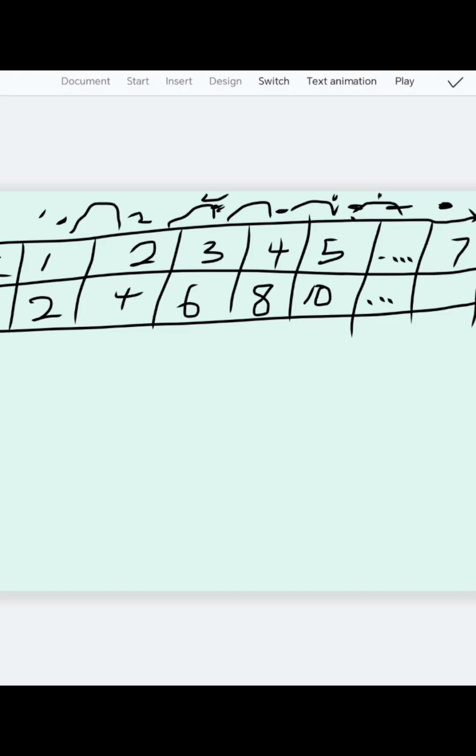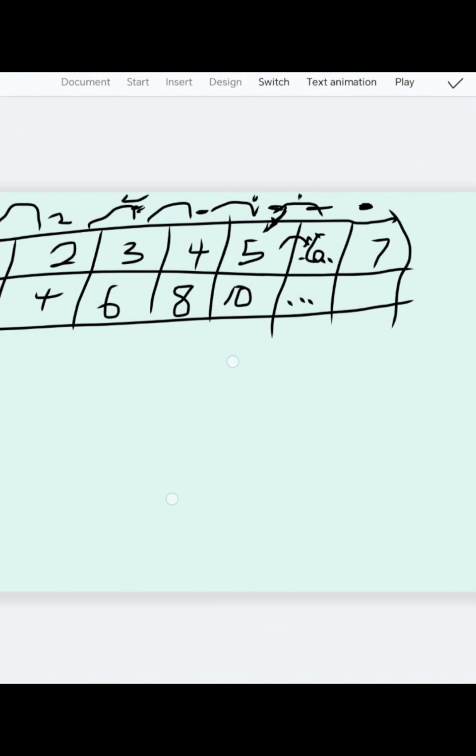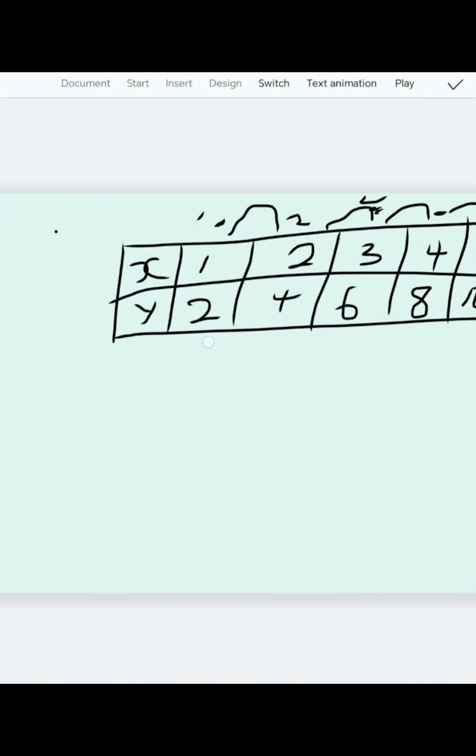So what must I do to get this value up here? It means that I must add 1 to the previous value so that I can get the next value. So when you add 1 to 5, you simply get 6. I hope I'm understood there. So here below, you do the same thing.